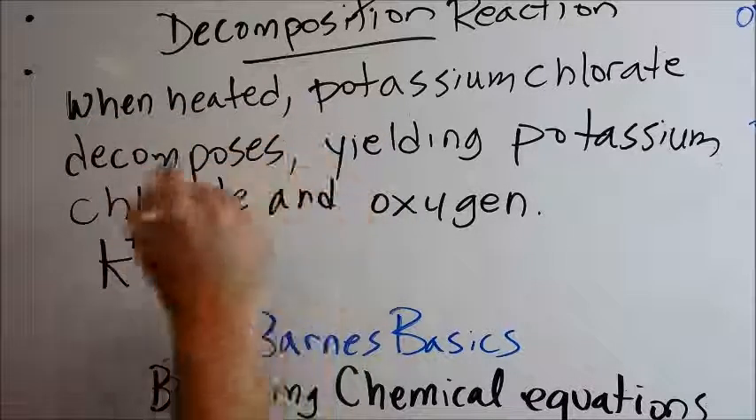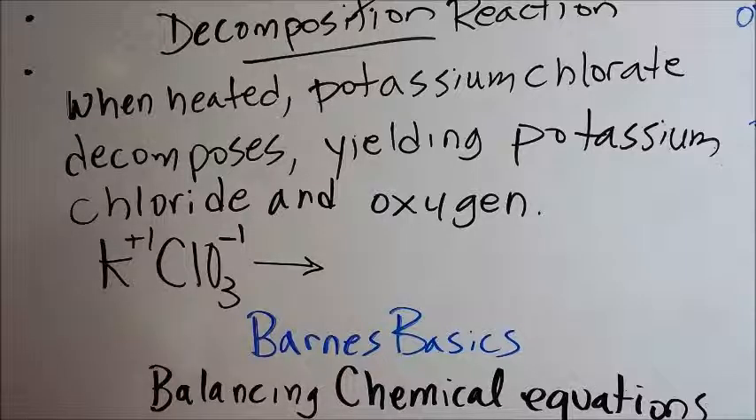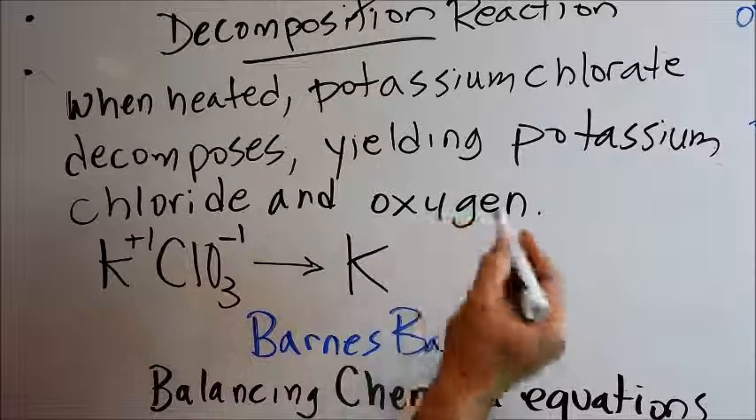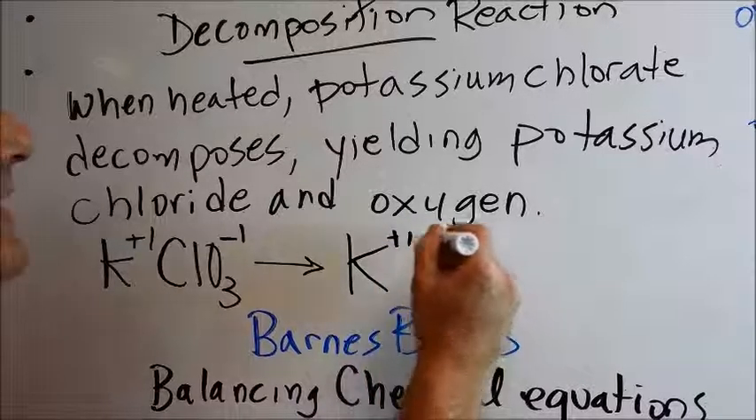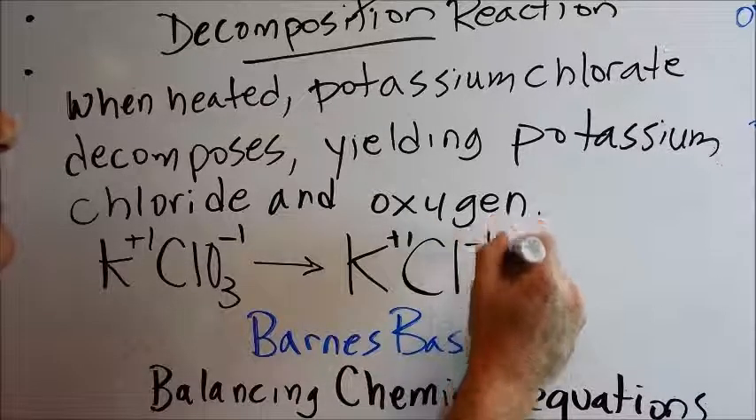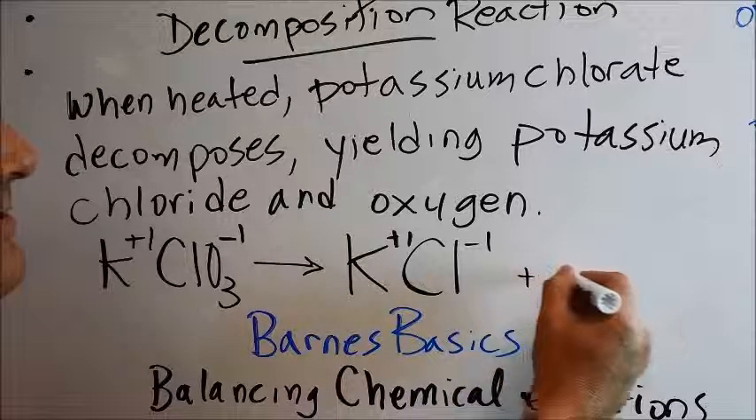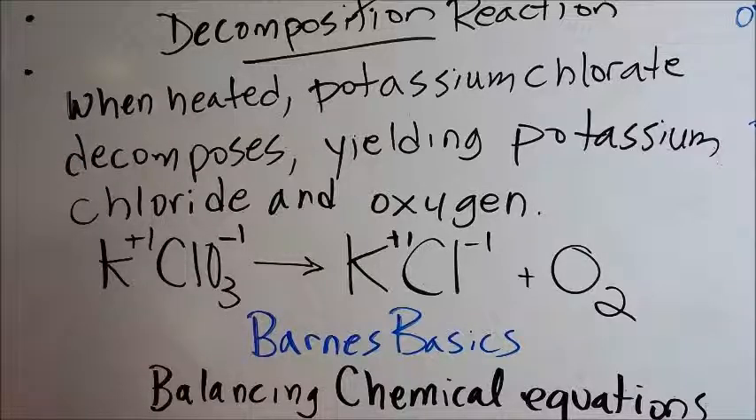Potassium chlorate decomposes. It basically means it's time to put a yield sign in this chemical reaction, and it yields potassium chloride. Again, we know that potassium has a +1 oxidation number. We know that chlorine has a -1 oxidation number, and it says that we also yield oxygen. So let's talk about all of these things.